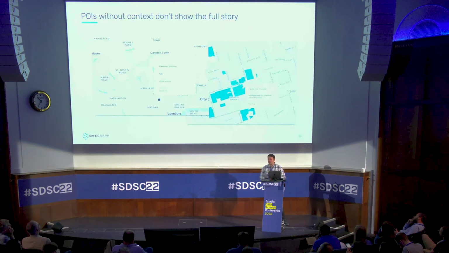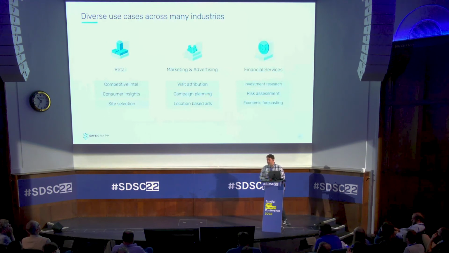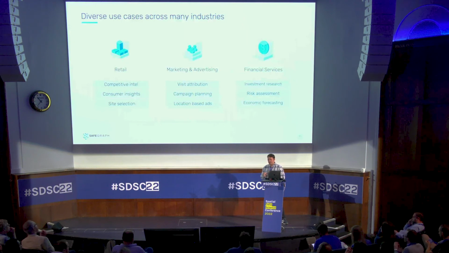Right, there were a bunch of inputs into those models, and these use cases extend beyond just the retail competitive intelligence, consumer insights, and site selection side into things like the marketing and advertising space with things like visit attribution and campaign planning. If we've got folks in the ad tech space around location-based advertising, and then on the financial services side, things like investment research, risk assessment, economic forecasting. There's a myriad of different inputs for these types of data sets that drive great financial decisions.